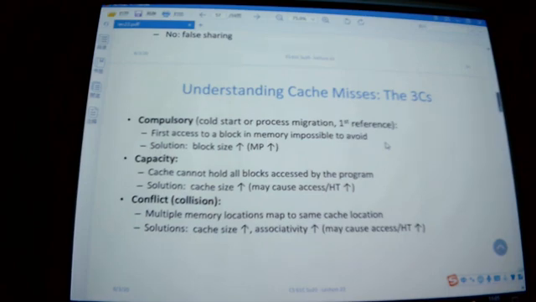The solution of increasing cache size may cause the access hit time to increase. Conflict solution: the solution of conflict is we can increase cache size, and we can increase associativity. These are 2 effective solutions.